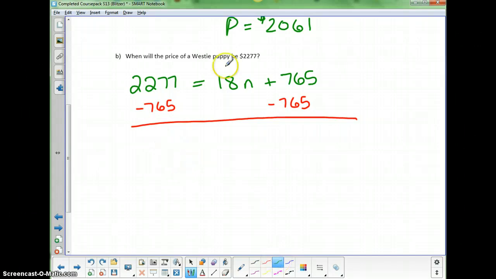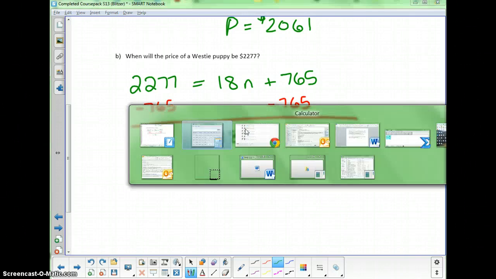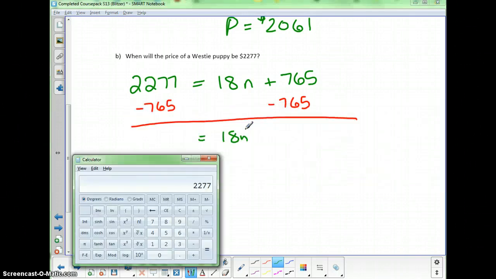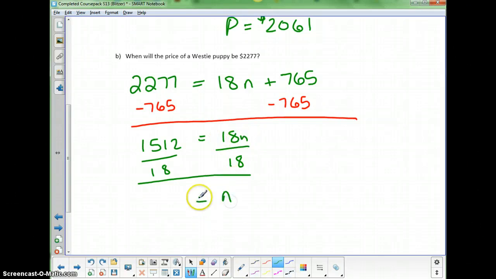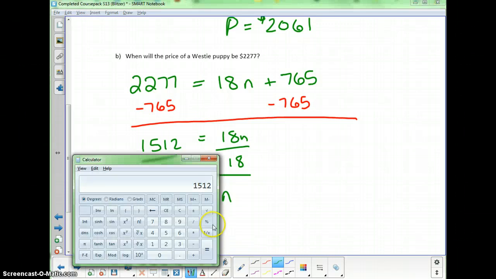So that'll give us, on the right-hand side, 18n, and on the other side, 2,277 minus 765 is 1512. And then we're going to need to divide both sides by 18 to get that n by itself. That was 18 times n, so the opposite of times is divide. Divide by 18 to get n by itself. So let's divide by 18. 84.